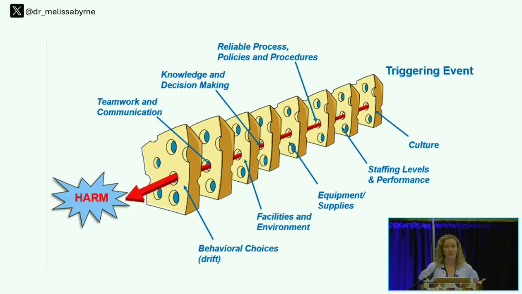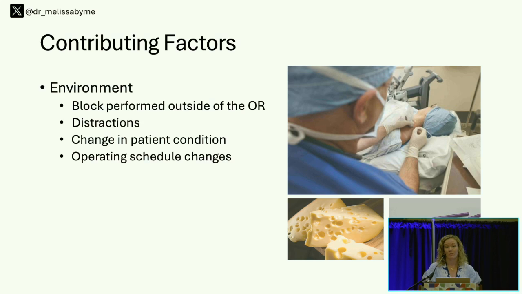Honestly, I see this as a great example of James Reason's Swiss cheese model, and often RCAs are conducted in the setting of wrong-sided nerve blocks. There are a number of contributing factors, and just looking at our environment, I would say the one that draws my attention most is that of distraction.